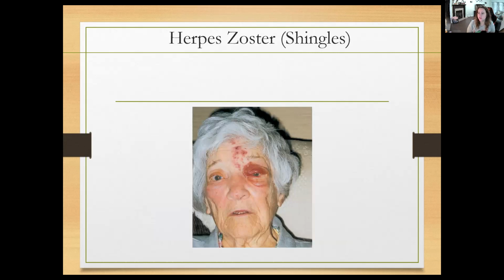Herpes zoster or shingles. So herpes zoster is also called shingles. It's an infection caused by the varicella zoster virus, or chickenpox virus, as most people know it. So this is caused by a reactivation of the varicella zoster. A patient has been infected previously with the chickenpox or the varicella zoster virus, usually as a child. And then it lies dormant in the cells near the brain and the spinal cord. And then certain things can trigger reactivation of the virus. So stress, fatigue, poor nutrition, decreased immunity, those can all trigger reactivation of the virus.